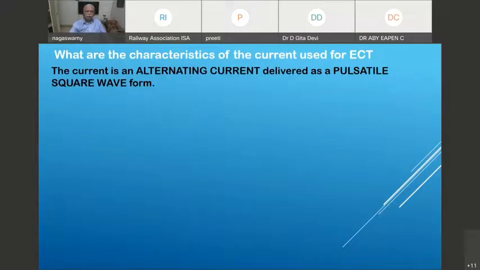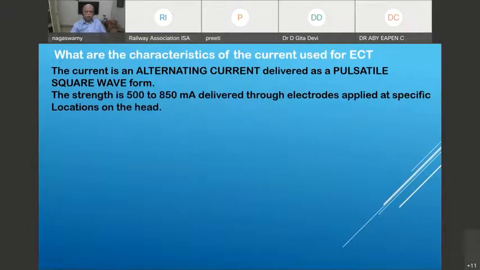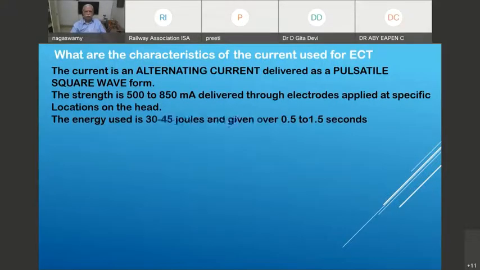What is the type of current that is used? It is an alternating current delivered as a pulsatile square waveform, and the strength of the current is 500 to 850 milliamperes, delivered through electrodes applied to the locations shown on the head. The energy used is about 30 to 45 joules, given for 0.5 to 1.5 seconds. So the whole duration of the current is only 0.5 to 1.5 seconds.